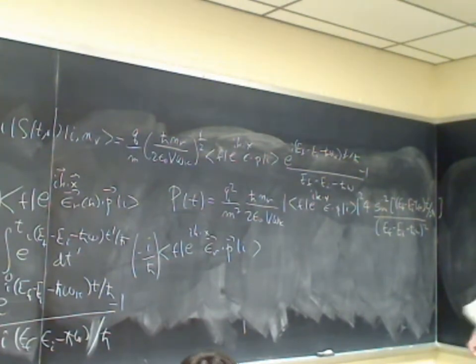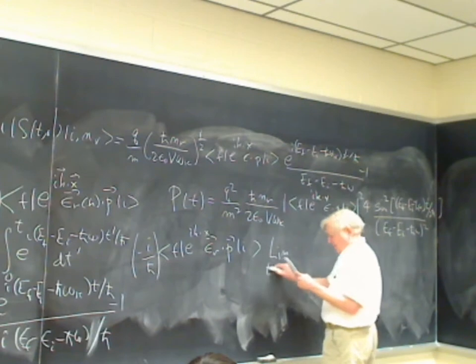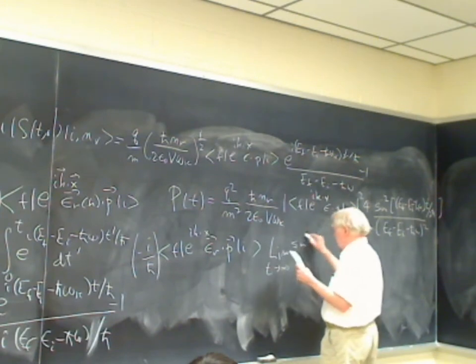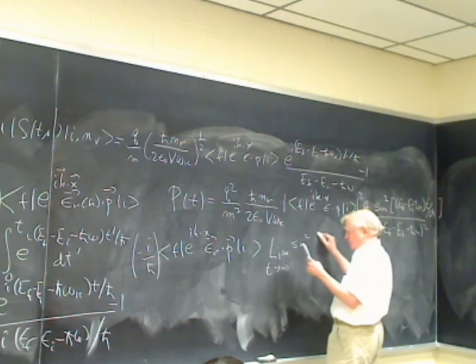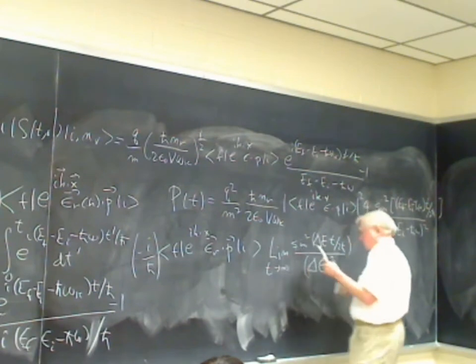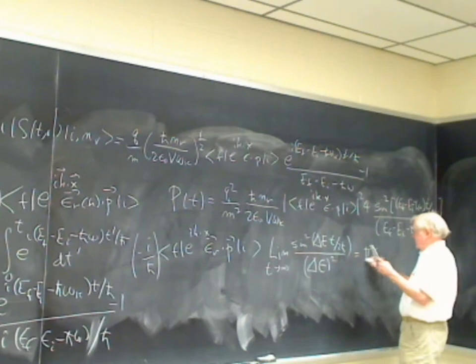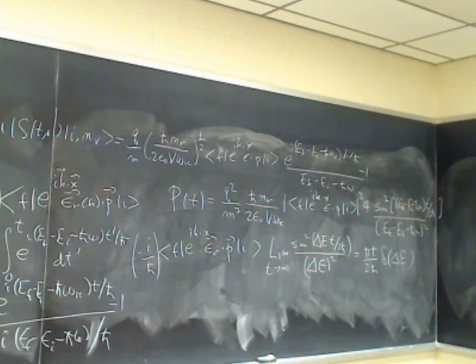Now, we've used a certain identity a couple of times already, namely the limit as t goes to infinity of sine squared. Let me shorten the notation a little bit. Sine squared of delta E t over 2 h bar, divided by delta E squared, is equal to pi t over 2 h bar times delta of delta E. So that's our delta function identity, and that means that this complicated expression just gets replaced by a delta function, which will be simple and useful.